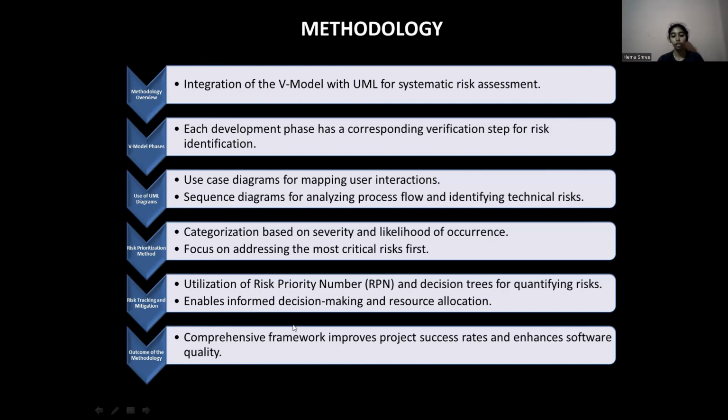Risk prioritization is done using a risk severity and probability matrix. The identified risks are categorized based on their potential impact on the system and likelihood of their occurrence. This method allows the team to allocate resources efficiently, focusing on the most critical risks first. Once prioritized, the risks are tracked throughout the project lifecycle and mitigation strategies are implemented.